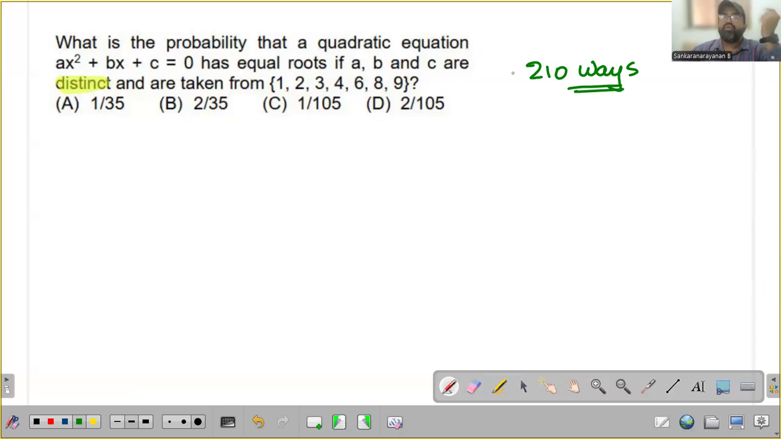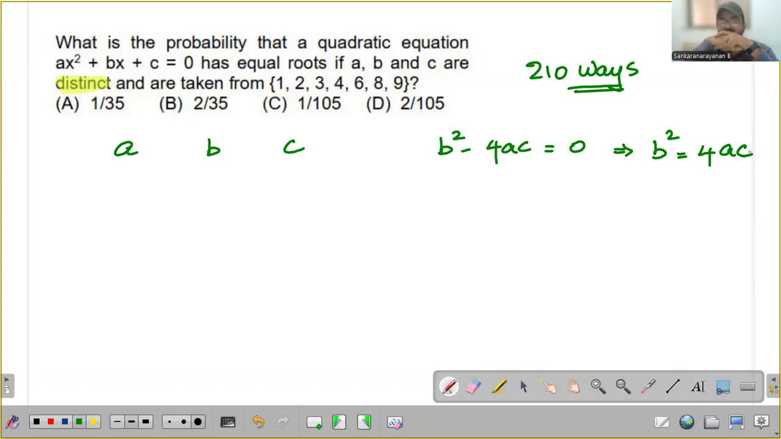Okay, now listen very carefully. We have to satisfy the condition that B square minus 4AC, the discriminant, is equal to 0. So you have to select values for A, B, and C in such a way that you end up getting B square minus 4AC equal to 0, or you should have B square equal to 4AC.